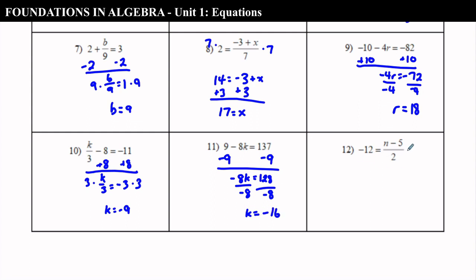And then finally, in this example, multiply each side by 2. That gives us negative 24 equals n minus 5. And we're going to add 5 to each side. So negative 24 plus 5 gives us negative 19. And that's our value for n.